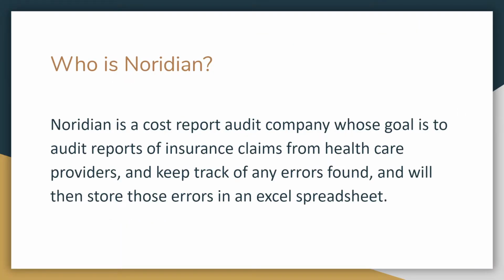To begin, I'm going to kind of talk about my sponsor, mainly who is Noridian. Noridian is essentially an audit report company who manages costs for insurance claims from healthcare. This can be any sort of private insurer, Medicaid, any sort of government supported company, as well as stuff like that. Their goal is to take these insurance claims and check for errors, and when they do that, they will store them into a spreadsheet for basically keeping track of how many errors there are.